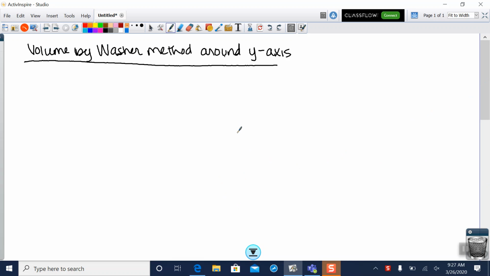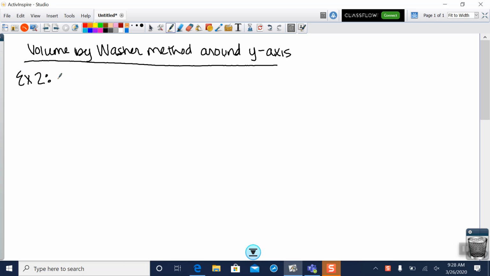Good morning, everyone. Today we're going to be looking again at the washer method, but this example involves rotating around the y-axis. So this is going to be example number 2 in our washer method series.